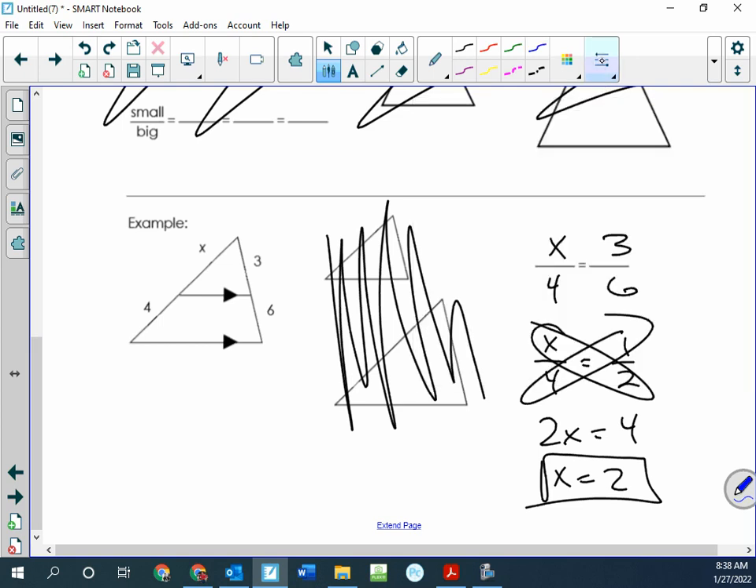Okay, I'm going to add some numbers to this. Okay, you guys look up here because I'm changing the notes. Okay, now I'm going to add in y and 12. So I have y over 12.